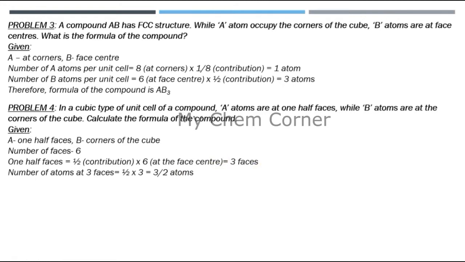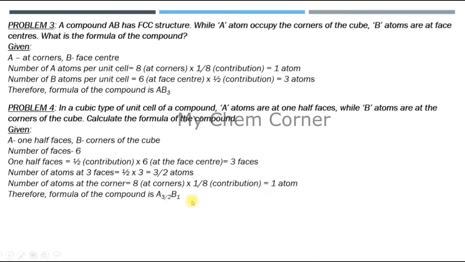Now, number of atoms at these 3 faces will be 1 by 2 of contribution into only 3 faces, because it's not present at all faces. It is only present at half of the faces. So 1 by 2 into 3. When we calculate this, you will get 3 by 2 atoms of A. Now the next one, atoms at corner, is easy. It is for a simple cube. 8 at corners and 1 by 8 of contribution, that is equal to 1 atom. So in this case, the ratio is 3 by 2 is to 1. So we will expect the formula of the compound to be A 3 by 2 B1.